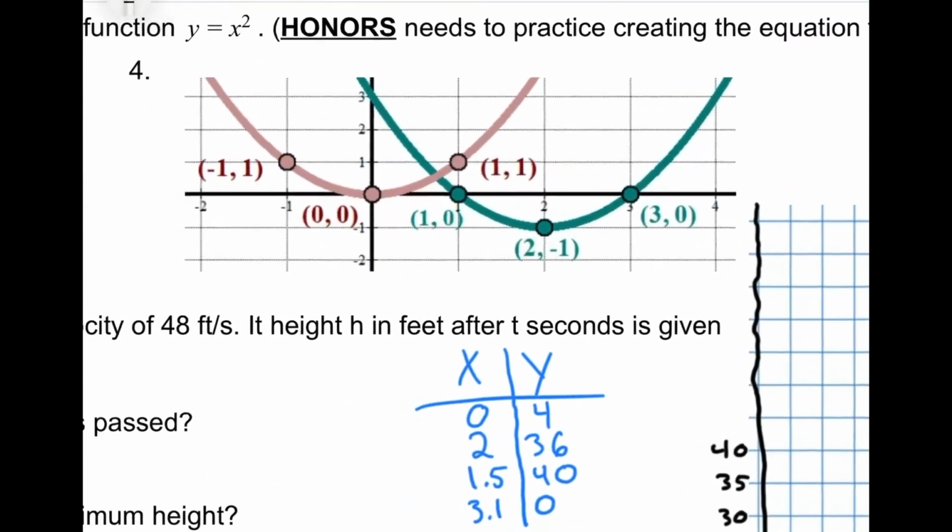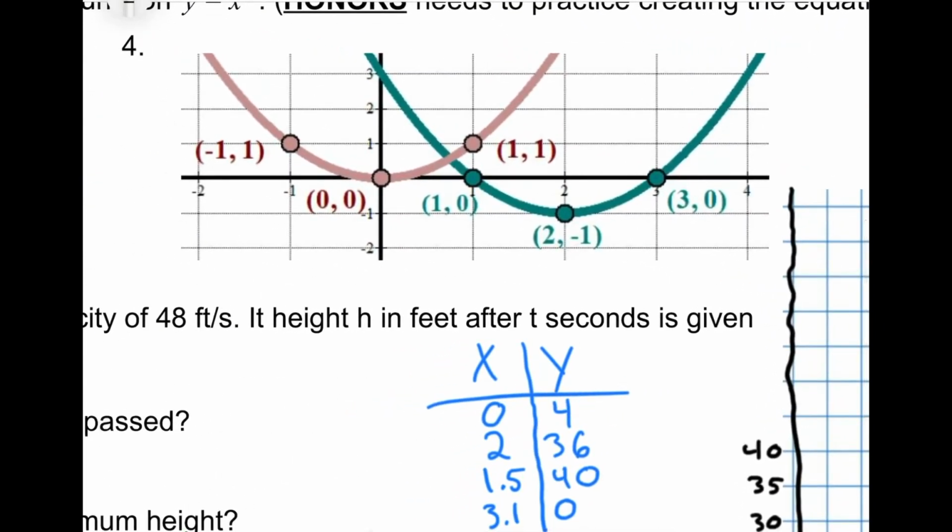Now, for number 4, a lot of people overthought it. It's okay. What is the vertex of this pinkish, beigeish, whatever looking graph? It is 0, 0. It is the point where the graph changes direction. It's going down, then all of a sudden it is going up. So that is the point that it changes direction. What is the vertex of the teal graph? The vertex is at 2, negative 1. Going down, then all of a sudden going up. So that is the vertex.